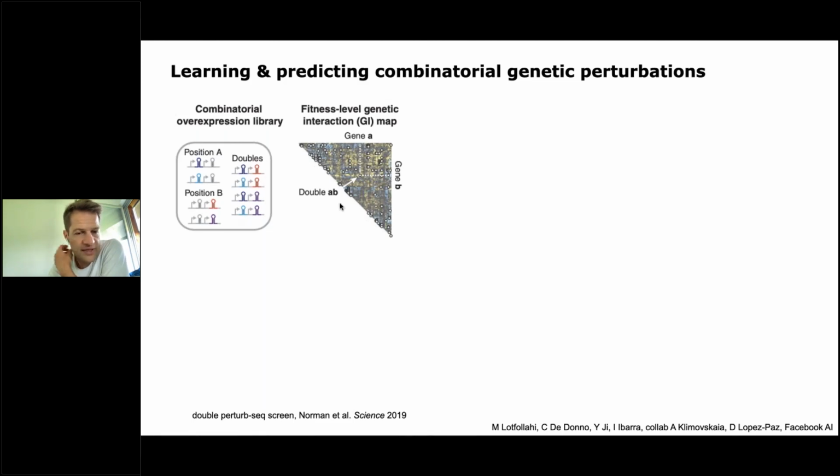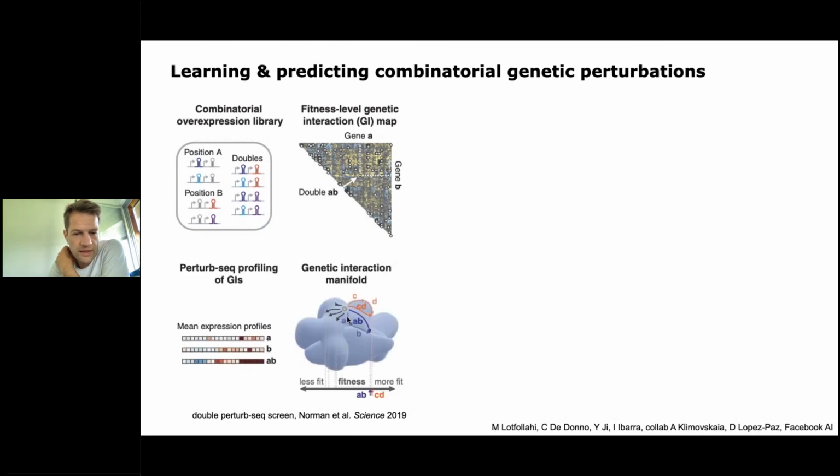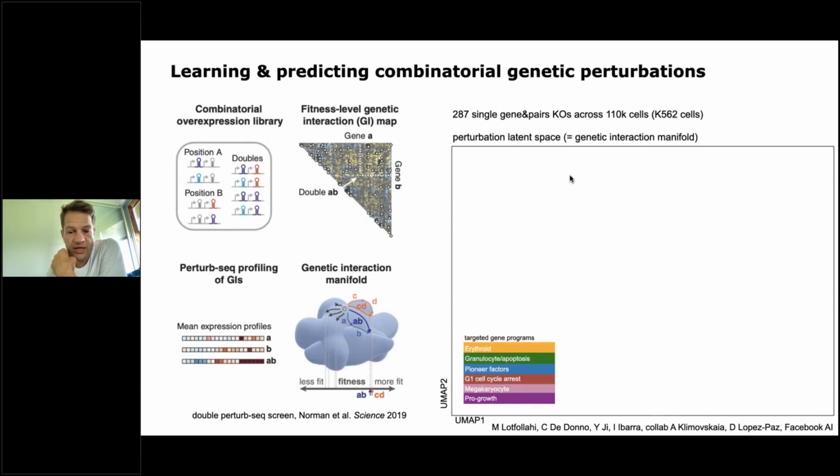They've been doing a perturb-seq type of experiment that really screened for a particular set of doubles. In this case, they've been trying to understand how genes essentially interact. So what we had is more than 250 single, but then also double knockouts across 110 cells, actually knockdowns. And you can again look at this perturbation latent space.